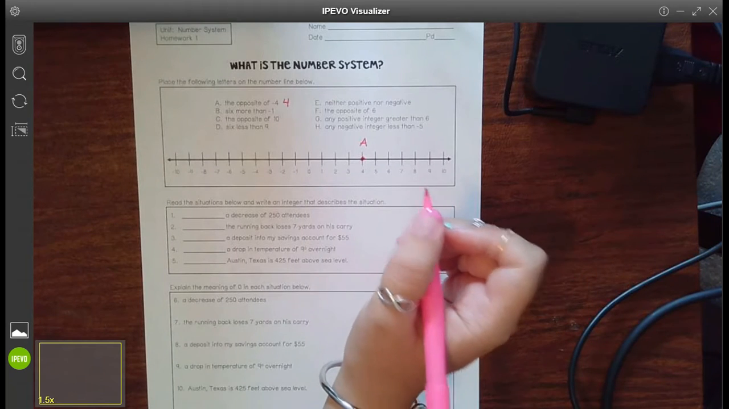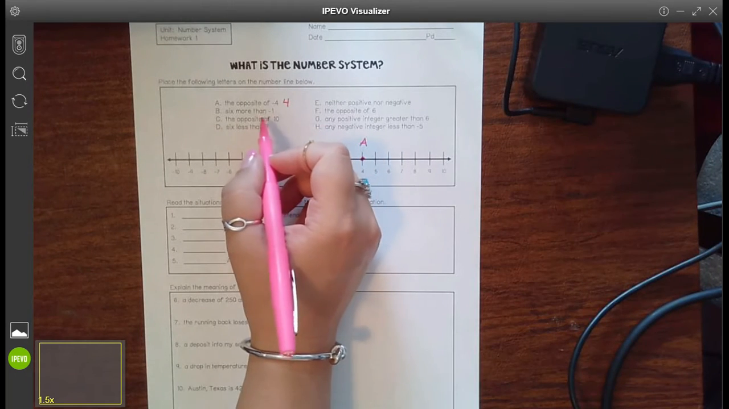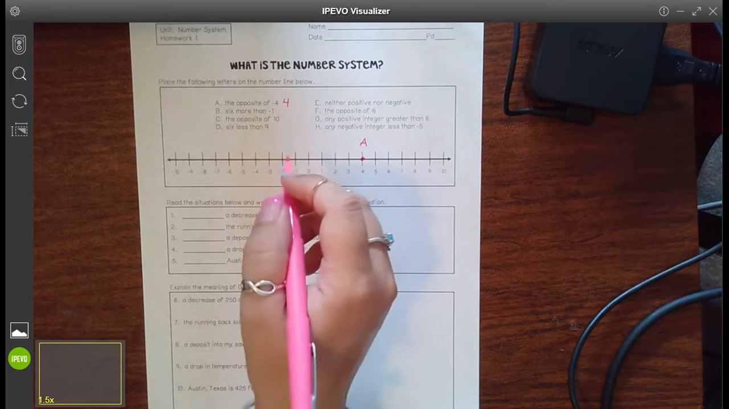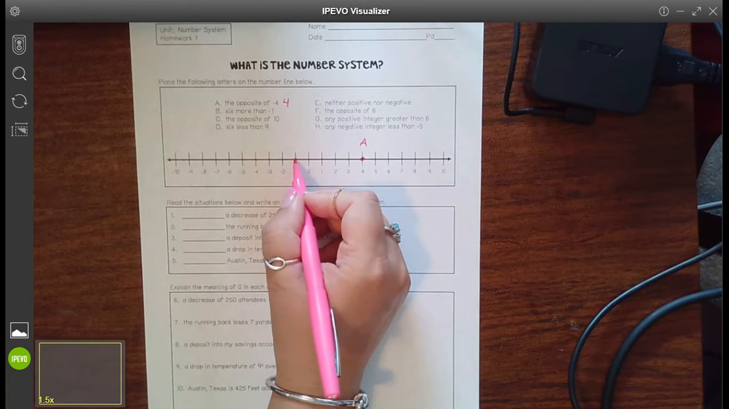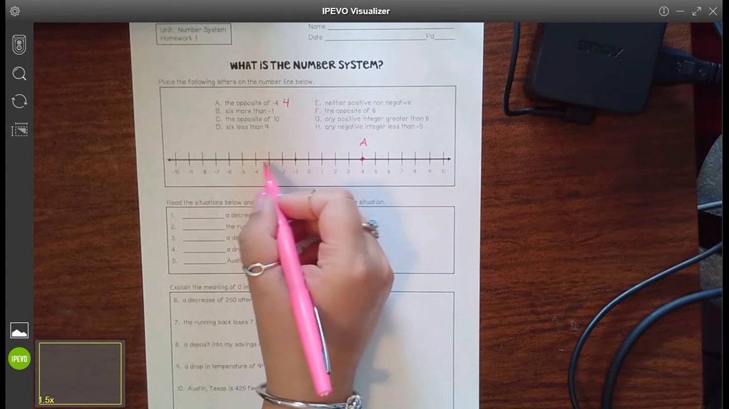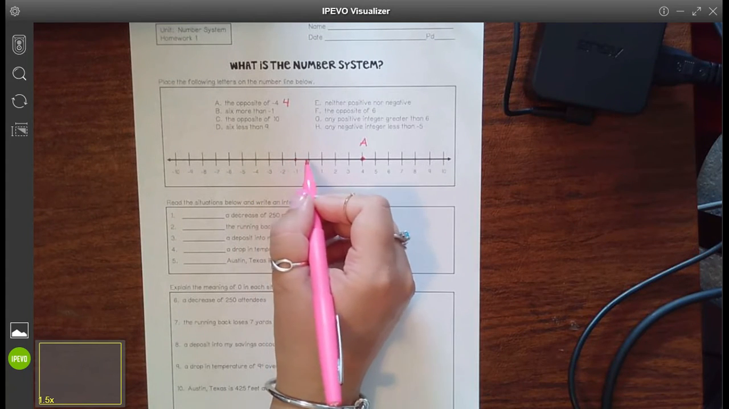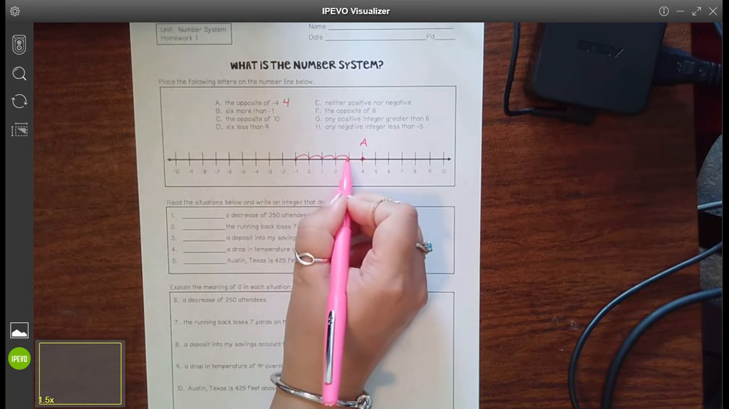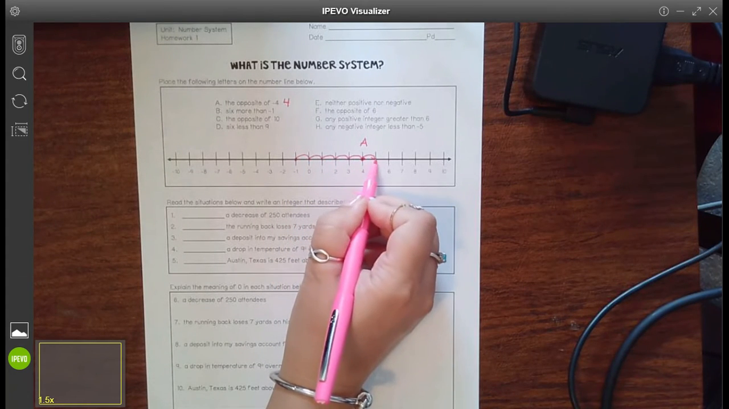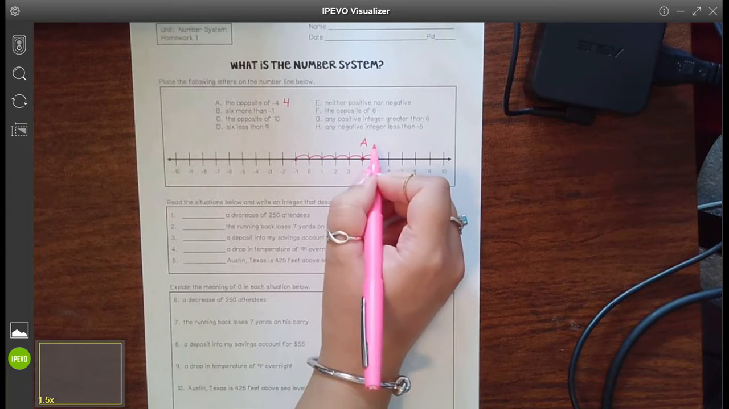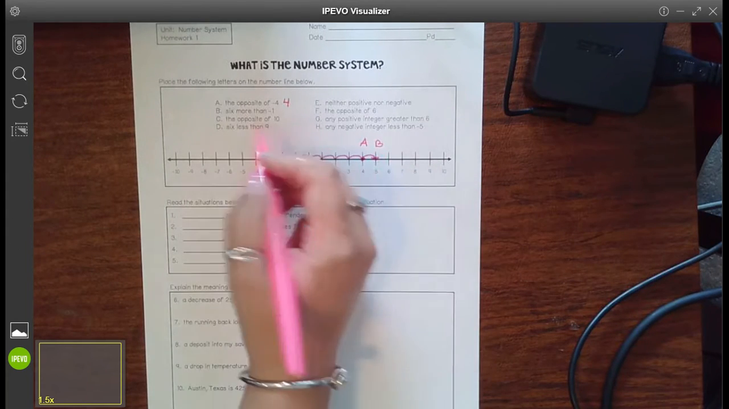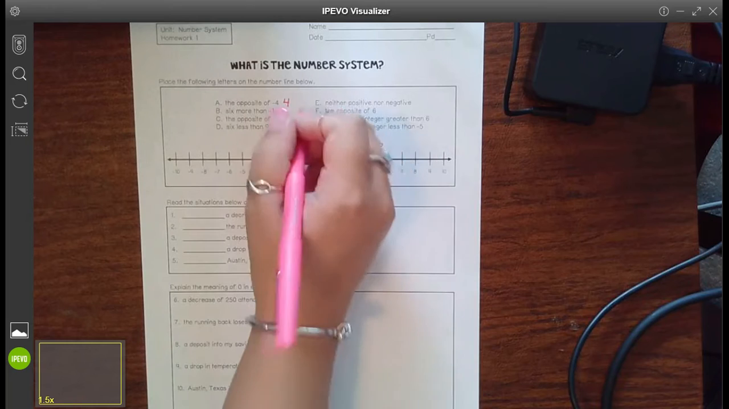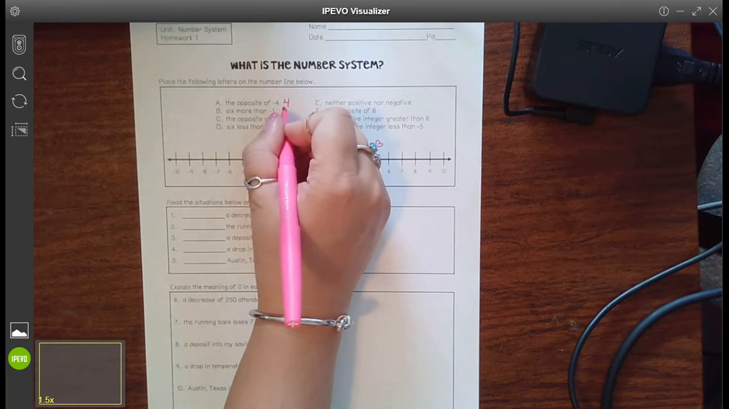Okay, and then let's see another tricky one. So like 6 more than -1. So if you start at -1 and you want to go 6 more than that, is that 6 to the right or 6 to the left? That's 6 to the right because 6 more than that. So let's go 1, 2, 3, 4, 5, 6. Where does that end you? Right here at 5. So 6 more than -1 puts you at 5.